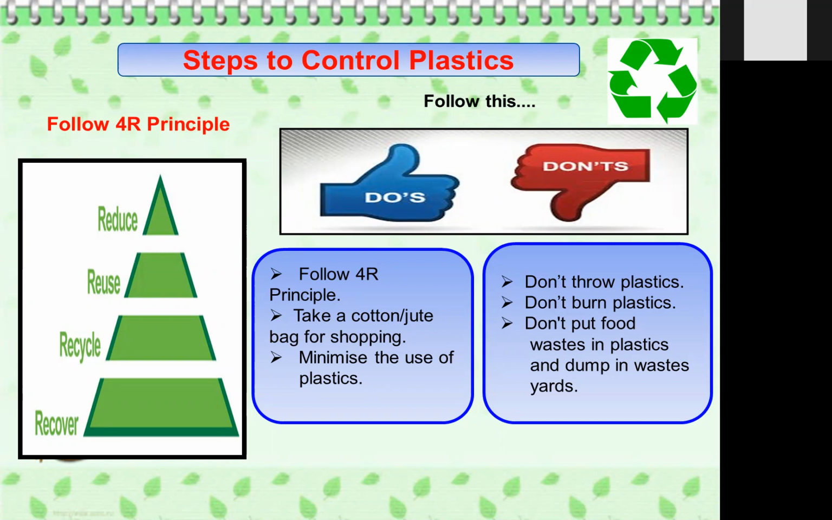What we should not do: we should not throw plastic, because it may create problems for us, it blocks the drains and all, right? And it will give birth to new diseases, new microbes and all. That is also not good. Don't burn plastic. A lot of smoke may cause cancer as well. Don't put food waste in plastic and dump it, because the animals can be affected. Don't throw it even in the sea or on water, because it can affect aquatic life as well.